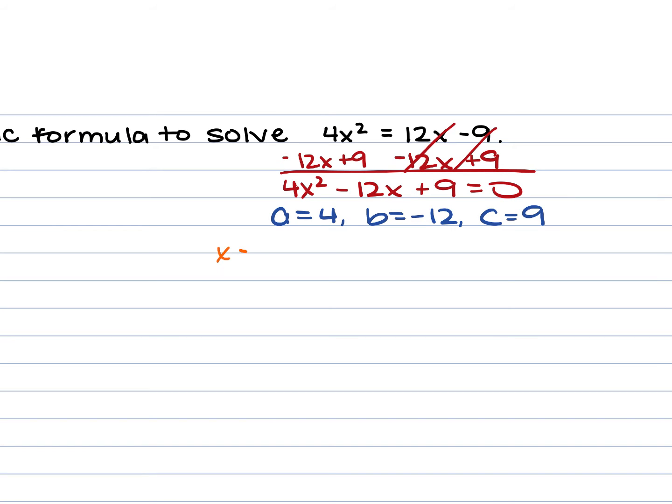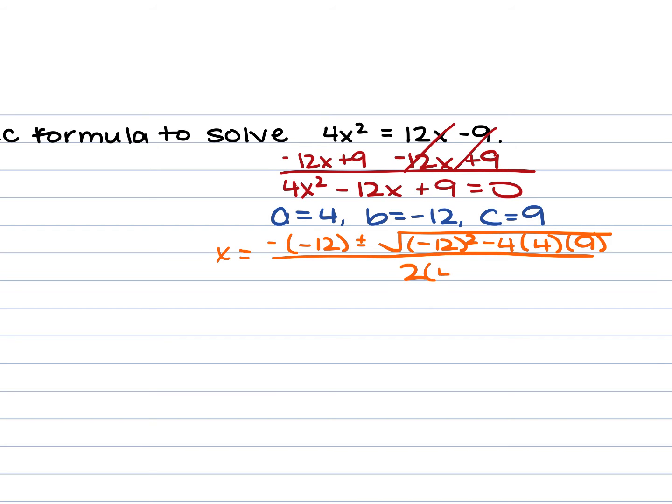So using our quadratic formula, we have the opposite of negative 12 plus or minus the square root of negative 12 squared minus 4 times 4 times 9 all over 2 times 4. The opposite of negative 12 is positive 12 plus or minus the square root of negative 12 squared, which is 144. Negative 4 times 4 is negative 16. Negative 16 times 9 is negative 144. And underneath we have 2 times 4, which is 8.